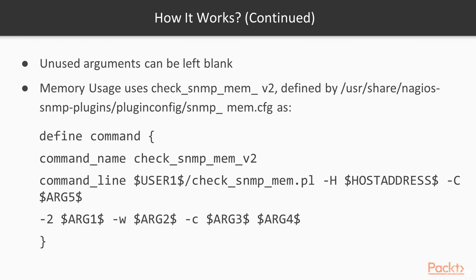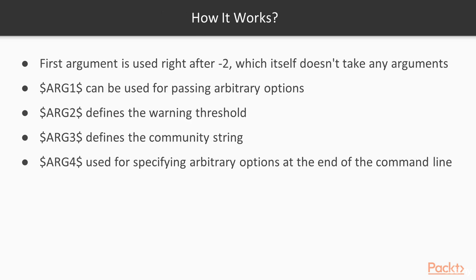For example, memory usage check_snmp_mem_v2, which is defined by /usr/share/nagios-snmp-plugins/config/snmp_mem.cfg. Reading the preceding setting, you can see that the first argument is used right after -2, use SNMP v2, which itself doesn't take any arguments. Argument 1, instead, can be used for passing arbitrary options. Argument 2 defines the warning threshold. Argument 3 defines the community string. Finally, argument 4 may also be used for specifying arbitrary options at the end of the command line.